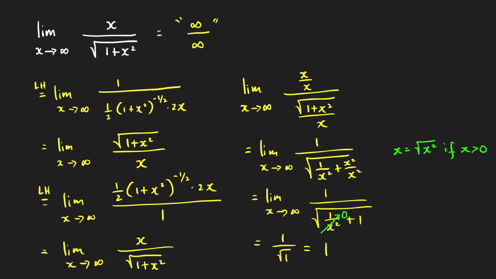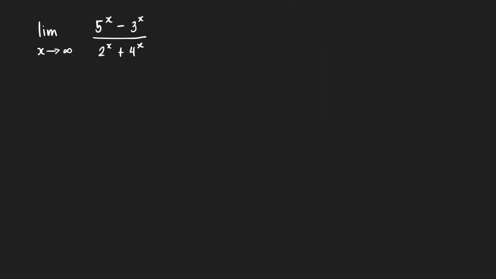Now, let's look at the other limit problem. So this limit problem has again the form infinity over infinity. And if you want to clearly show that it is indeed infinity over infinity, this one, it's clear that it goes to infinity. But how about this one?